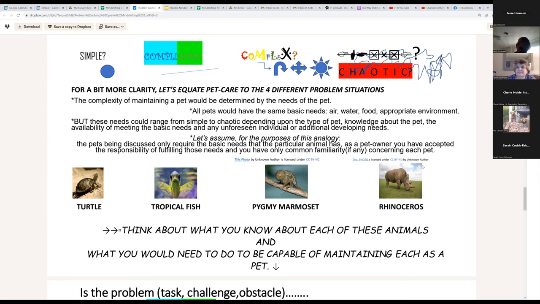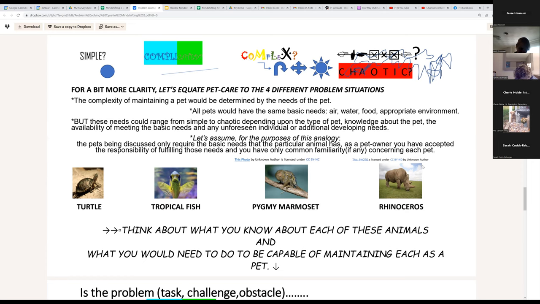And then let's assume for the purposes of this analogy that the pets being discussed only require basic needs that are particular to the animal. They're not blind or, you know, have one leg. As a pet owner, you've accepted the responsibility of fulfilling those needs, and you have only common familiarity, if any, with each pet. So you don't have any pre-knowledge about any of these.